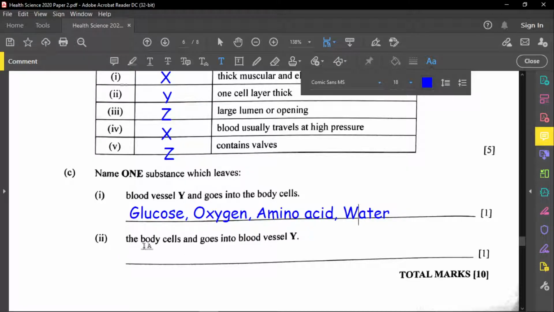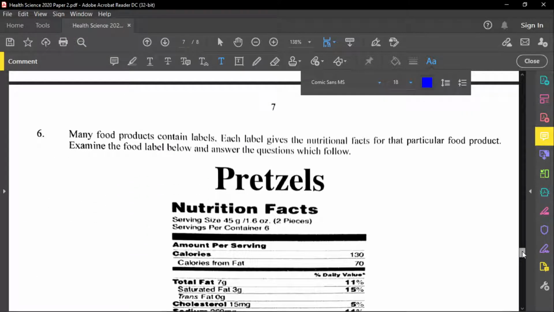All right, now for part 2, what leaves the body cells and goes into the blood vessel. The major thing that will leave from the cells, which is a waste, is carbon dioxide. So after respiration takes place, carbon dioxide definitely will go in. Okay. All right. So great. So that's the next question right there. And now we're jumping on to our last question, which is question number 6.